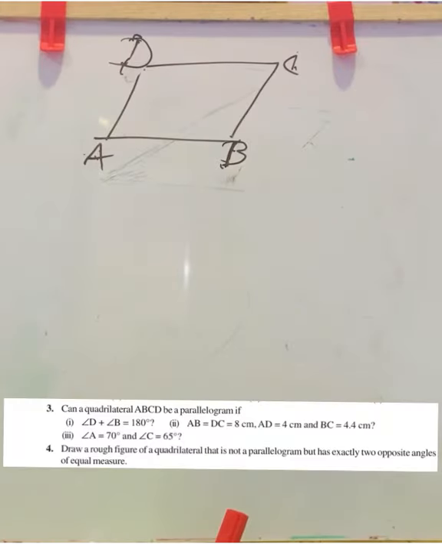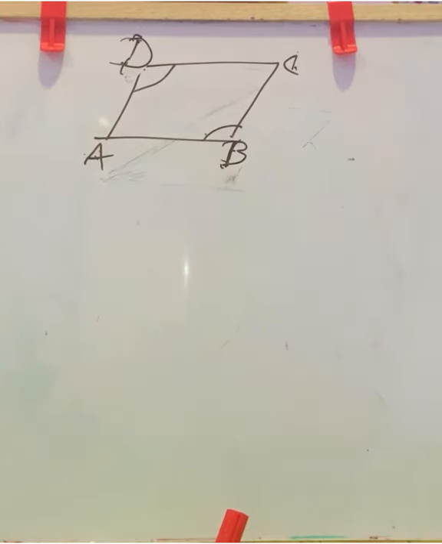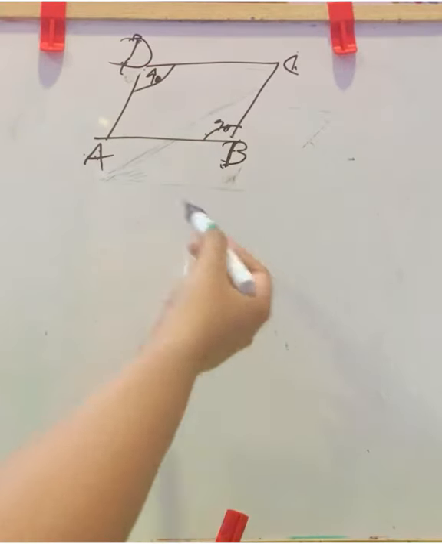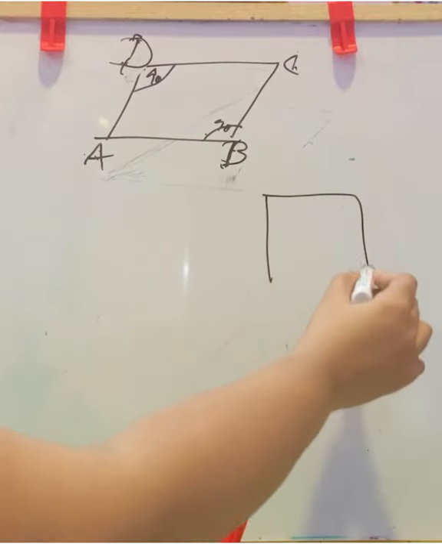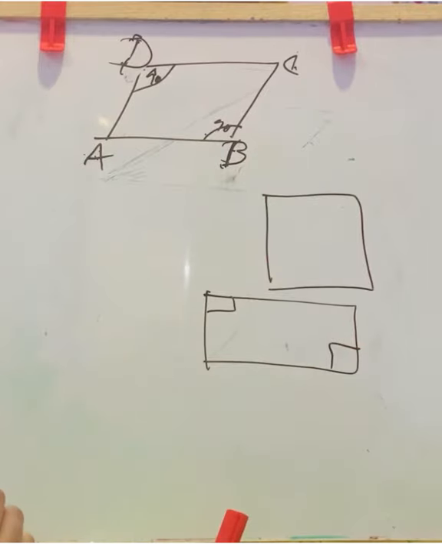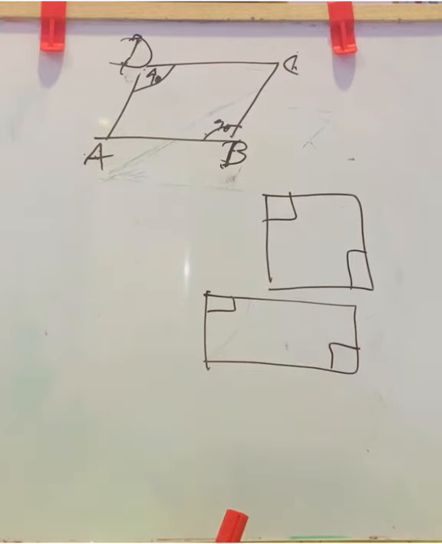Next question. Can a quadrilateral ABCD be a parallelogram if, first, angle D plus angle B is equal to 180? Is this possible for a quadrilateral? Yes, it is also a possible case. If these two angles are 180, that means this will be 90 and this will be 90. It is also a parallelogram, because in a square or in a rectangle you can see these angles are 90 degrees, and they are parallelograms. So it is a possible case.